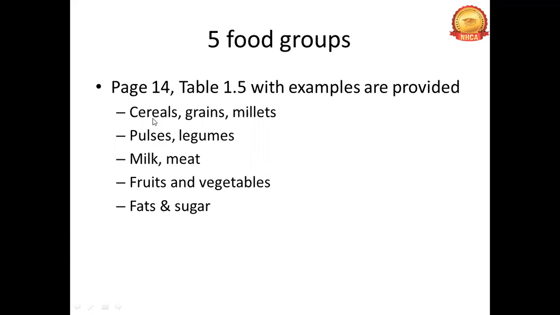Specifically, if you see the last page of this chapter, you can understand, okay? So this is the second step of your menu planning. Make sure you have included all the 5 food groups or not, okay?